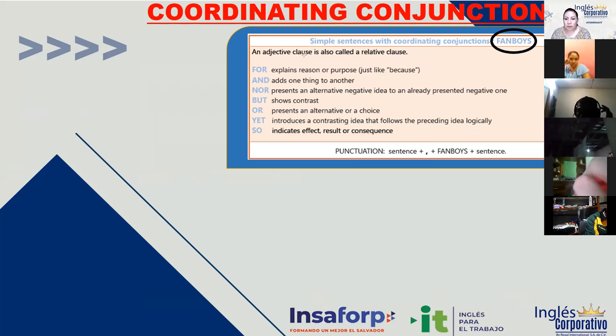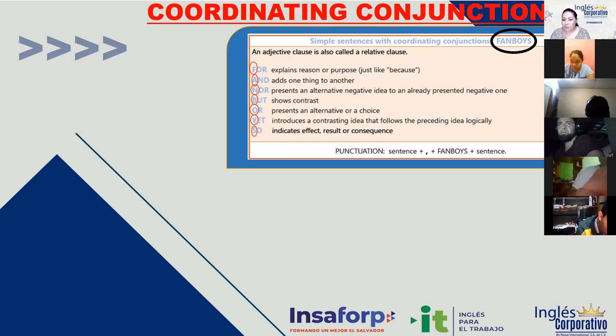So we have the first coordinating conjunction that connects the idea, the word for. And if you notice, for has the letter F, right? Then the second one is and. And has the letter A. The next one is nor. Nor starts with an N. Next is but. But starts with a B. We have O, so or. Or starts with an O. Yet. Yet starts with a Y. And so starts with an S. So if we have all of these letters together, we make fanboys. Do you see? Fanboys.